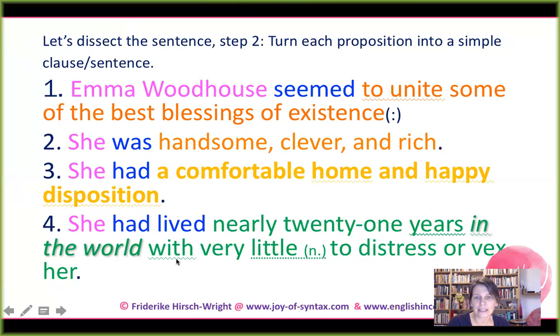So with very little to distress or vex her is the prep phrase, consisting of the preposition with and the noun phrase very little to distress or vex her. Little is a noun here. Little can be an adjective, but here it is a noun, and it is post-modified by this compound infinitive phrase, to distress or vex her.